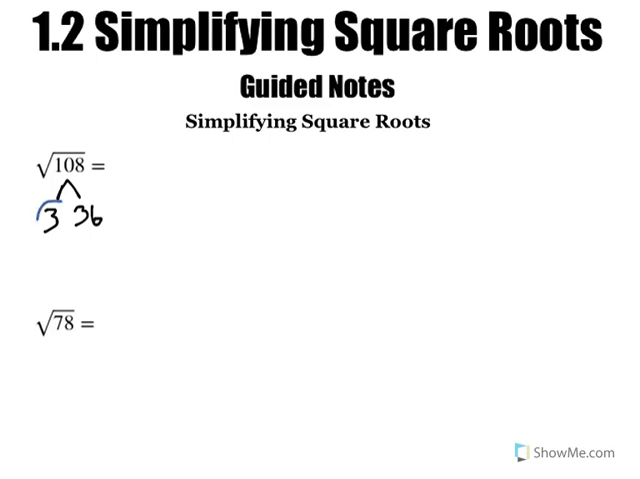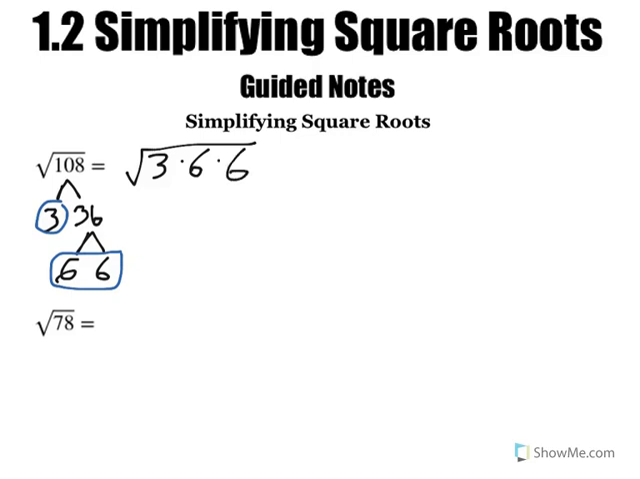3 is a prime factor, so I can circle it. I can divide 36 into 6 times 6. Now, you could keep this going farther if you want to. You could divide the 6 into 3 times 2 and 3 times 2. I'm not going to do that because once you see that you have a pair of numbers, you can stop it there. So I can say that this is 3 times 6 times 6.